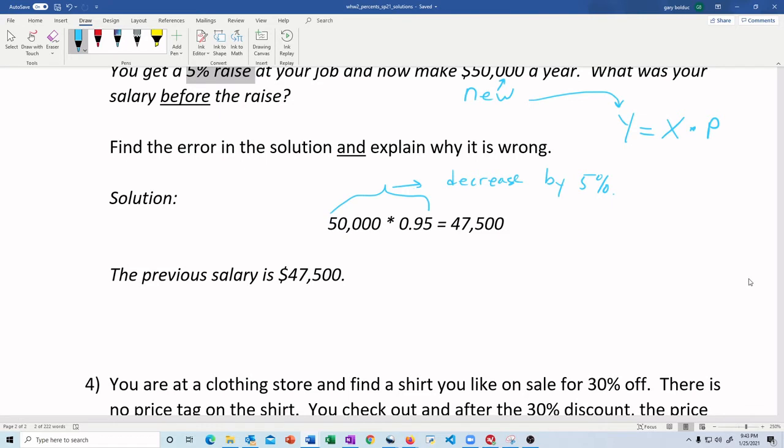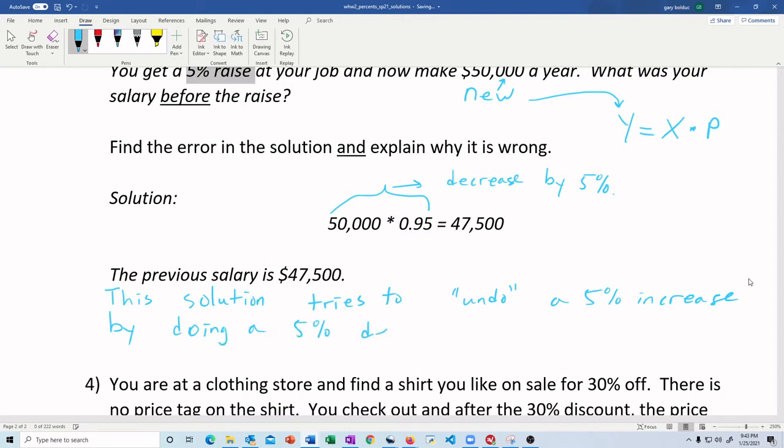So let's write that down, and then we'll show the real solution. This solution tries to undo a 5% increase by doing a 5% decrease.